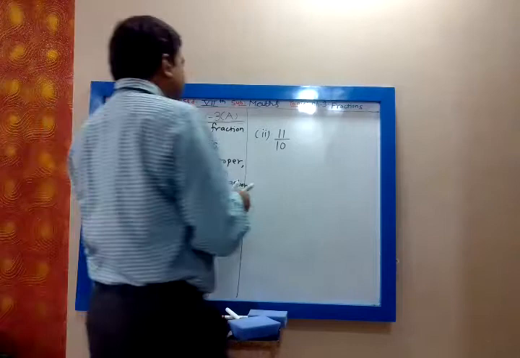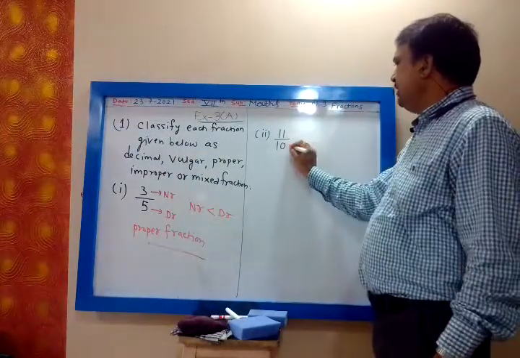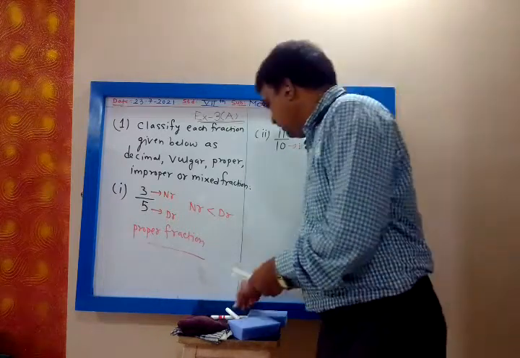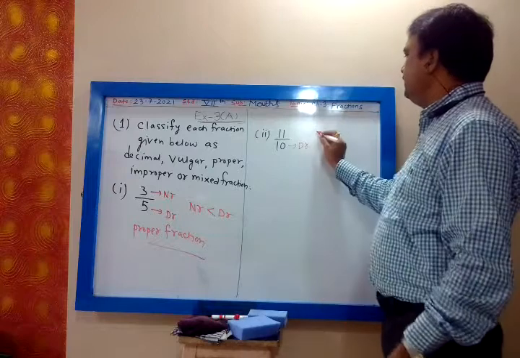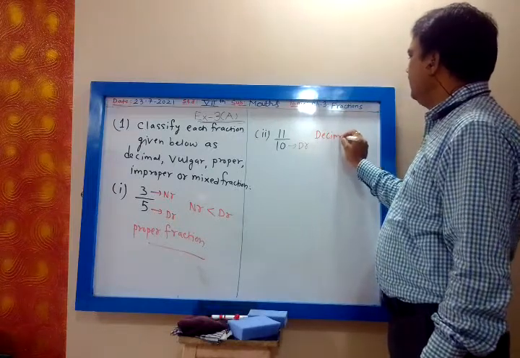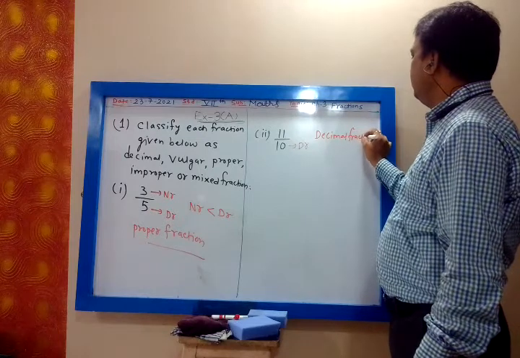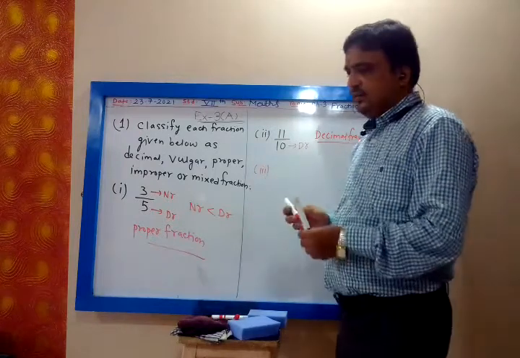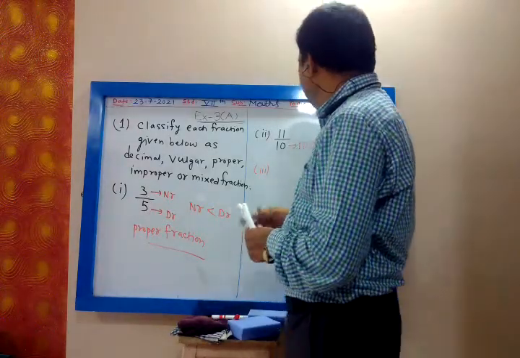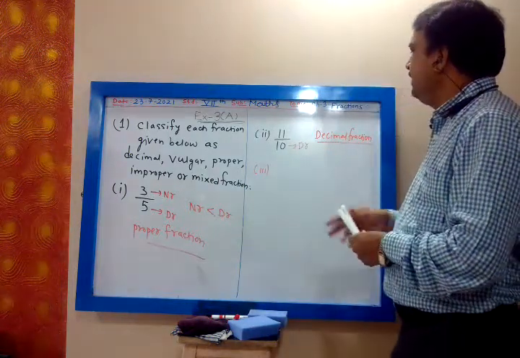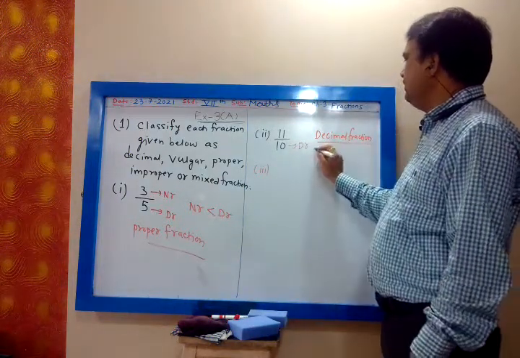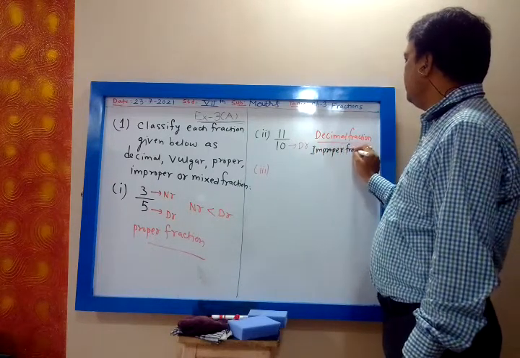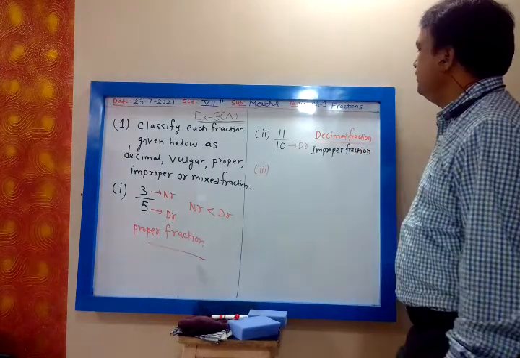Yes, 11 by 10. Now 10 is the denominator, no? The denominator is 10, so it is a decimal fraction, because the denominator is 10. Then the third one: it will be an improper fraction also, decimal also, because the numerator is greater than the denominator. Improper fraction also, decimal fraction also.